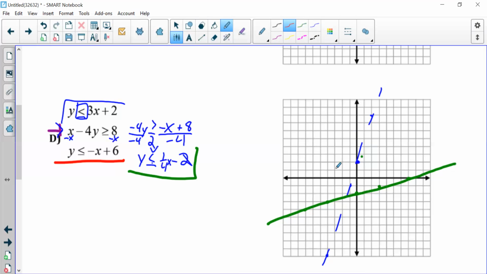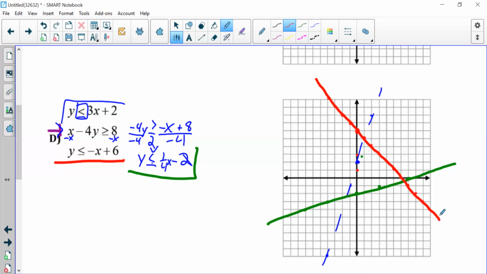y is less than or equal to negative x plus 6. So let's do plus 6. 1, 2, 3, 4, 5, 6. My slope is negative 1, so I'm going to go down 1, right 1, down 1, right 1, down 1, right 1. Oh, look, I've got a nice little triangle right here in the center. Let's see where our shading ends up. All right, so that's all my dots. And let's draw my line.